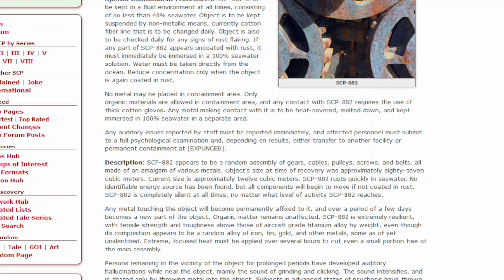Also, any affected personnel must immediately submit to a full psychological examination, and depending on the results, either be transferred to another facility or permanent containment at blank.